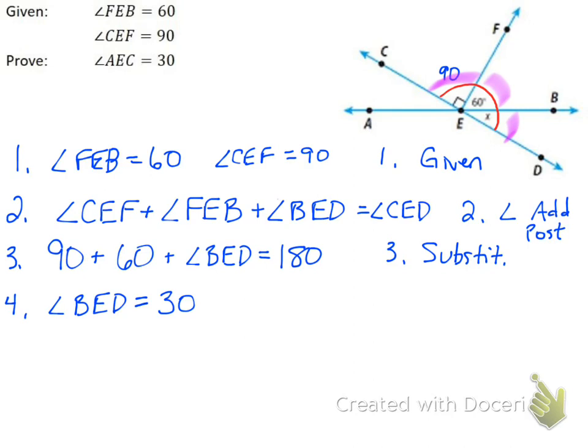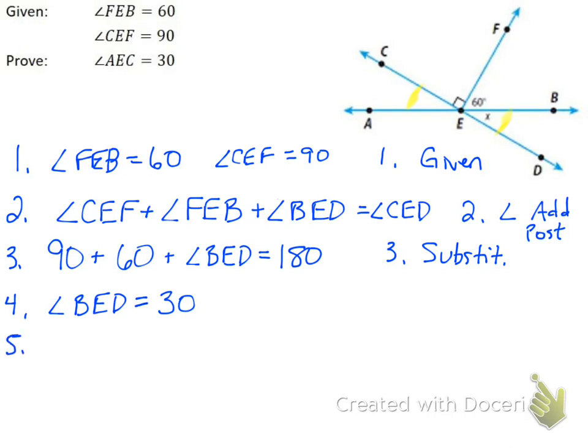And maybe I should have clarified this. The reason why I want to figure out what angle BED is, is because if you see angle BED and angle AEC, they're vertical angles, so I know they have to be equal to each other. So the reason why I'm trying to figure out what angle BED is, is so that I can use the vertical angles theorem to say that AEC is also equal to 30. So BED is equal to 30.